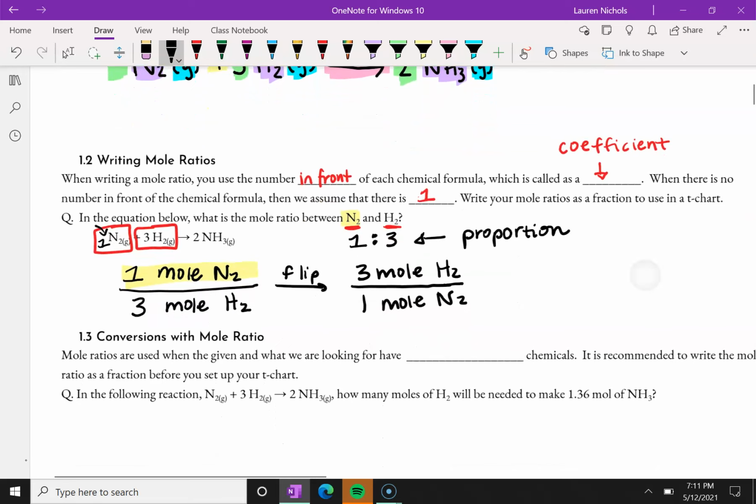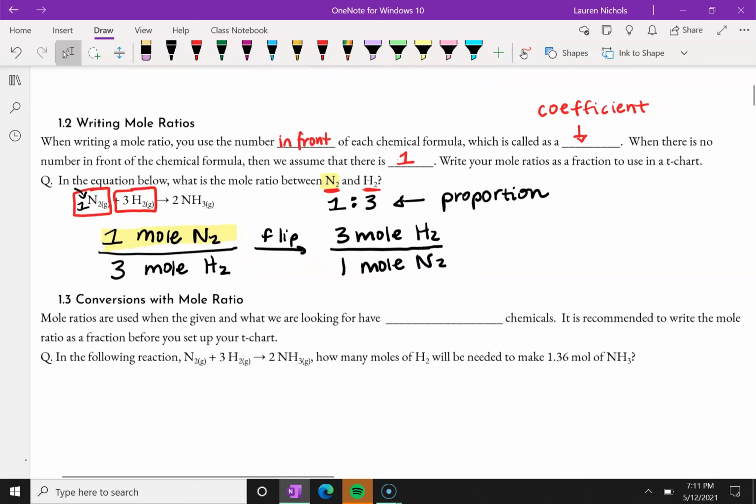So if you need more examples, you can look at your independent practice on eClass, and pretty much you can Google mole ratio practice problems and you can find stuff online. But you can also ask me in class and I'd be happy to give you a couple extra problems if you want them.